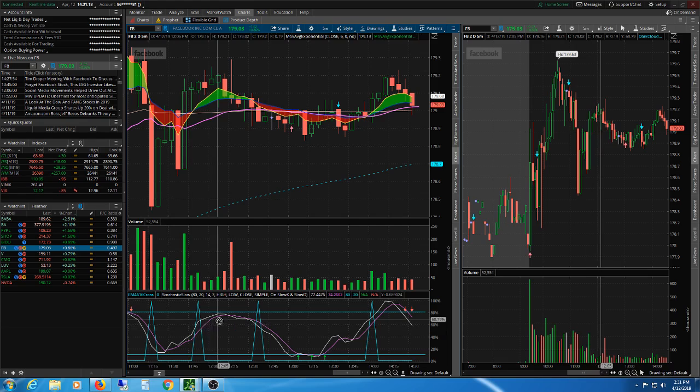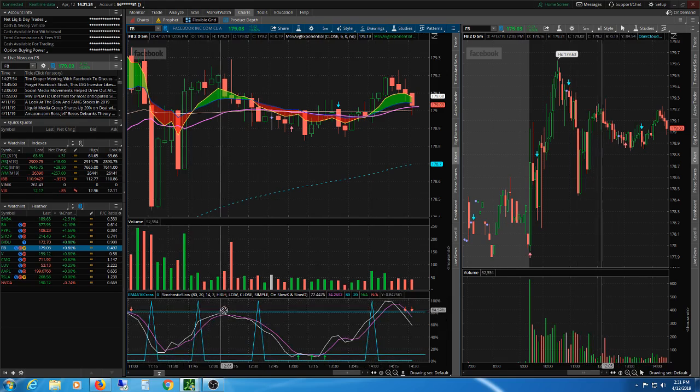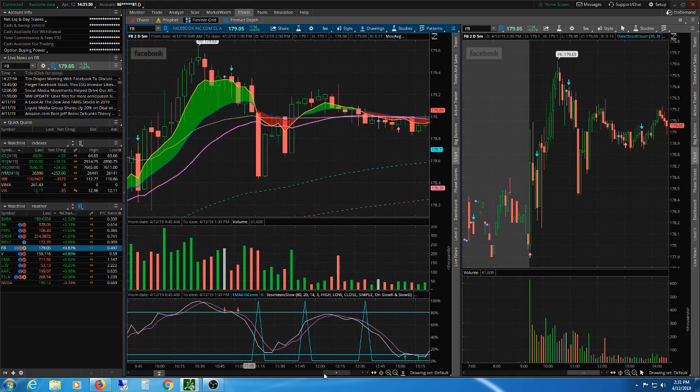So I haven't touched anything down here other than the cross. These spikes now coincide with the 6-16 cross rather than the 3-10 cross. So let's take a look at some stuff.